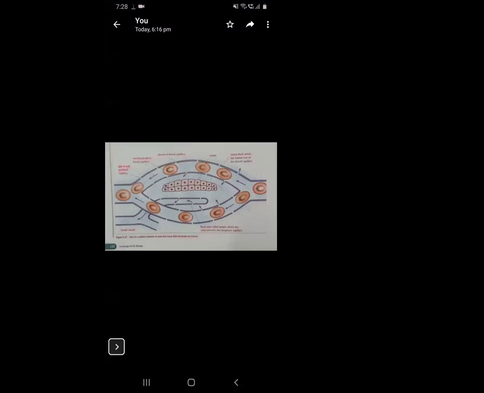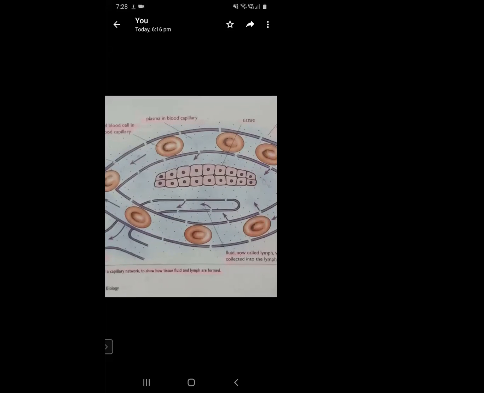This diagram on page 122 of your book. Okay, so you can see that the plasma that oozes out through these pores in the capillaries, once it comes out, the fluid is called tissue fluid, okay? And that is the fluid in which these cells are actually in. They're bathed in this fluid, meaning that they reside in this fluid, right? And then oxygen diffuses in.